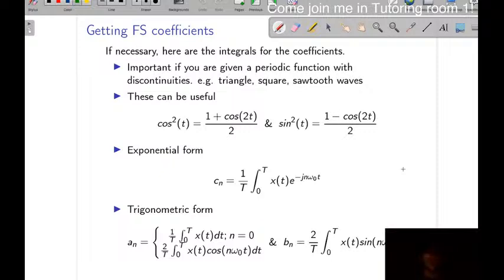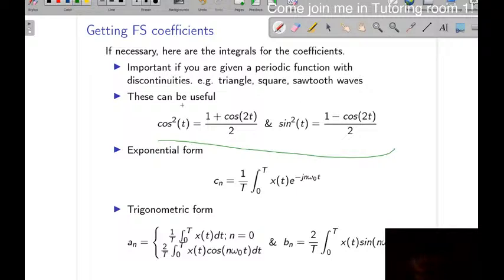Yeah, so let's see. One thing that I'd suggest is try to avoid doing integrals whenever possible when you're trying to get Fourier series coefficients. These two formulas here are pretty helpful if you do have to take this integral.